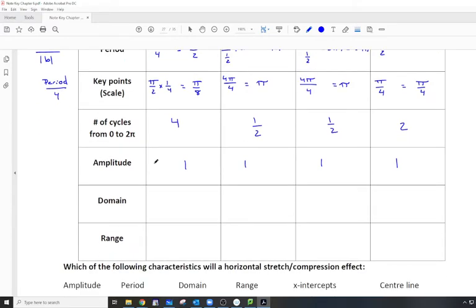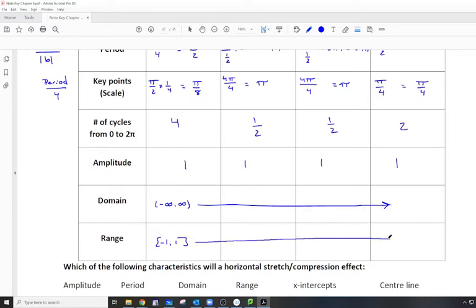All right, what about domain? Well, the domain of every single one of these graphs is going to be negative infinity to infinity, because that's not affected by this transformation. My range is negative 1 to 1 because my amplitude was not affected.